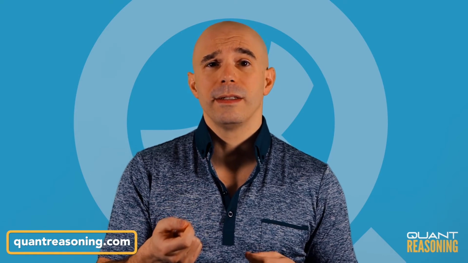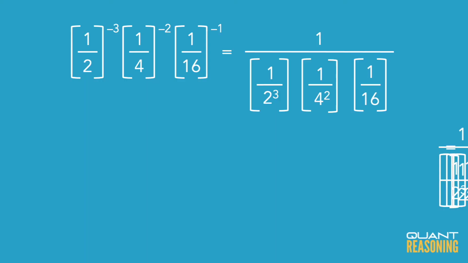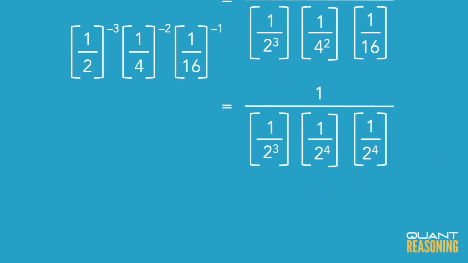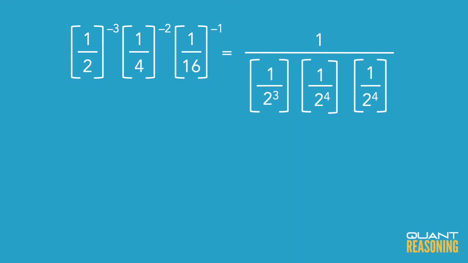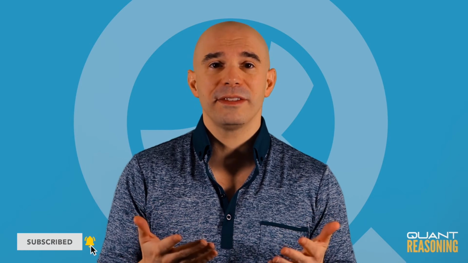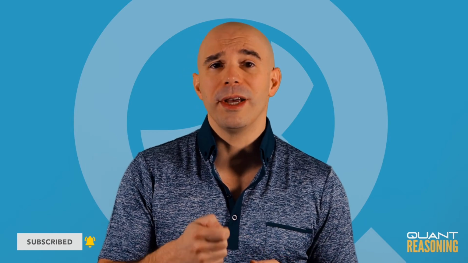So what do we actually have here? We have half times half times half times a quarter times 1 over 16. But a quarter is itself half times half. And 1 over 16 is itself half times half times half times half. So in the end of the day, we have half times half times half times half times half times half times half times half times half times half times half. So if we count how many halves we have here, we're multiplying half times itself 11 times.